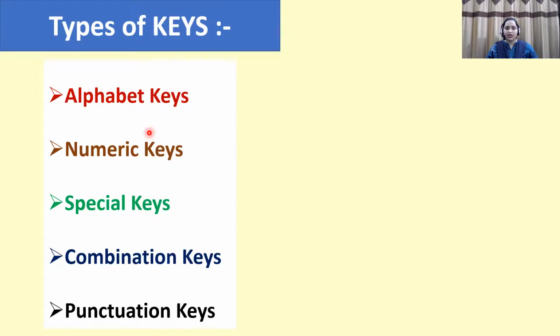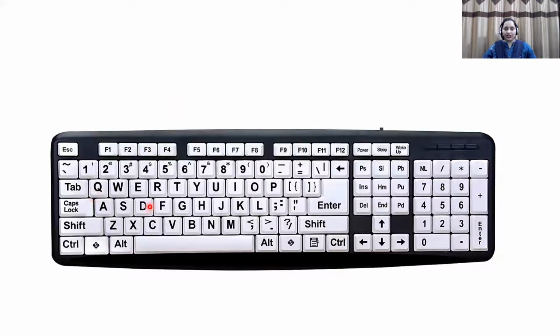So, first key is alphabet keys. Let's study about these keys in detail. Before studying each type of keys, first identify the different types of keys on the keyboard. Children, you can see numbers are written on every key. Numbers are there: 1, 2, 3, 4, 5, 6, 7, 8, 9, 0. These all numbers are written here.